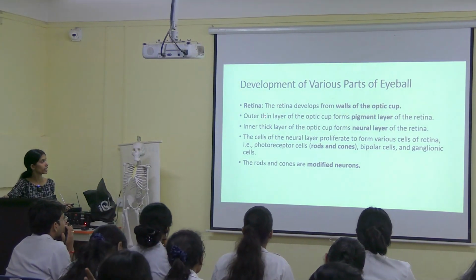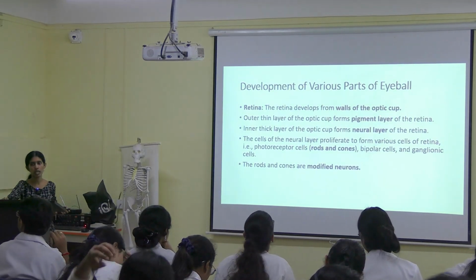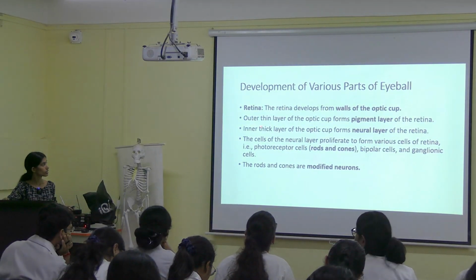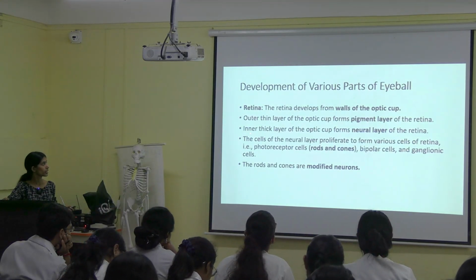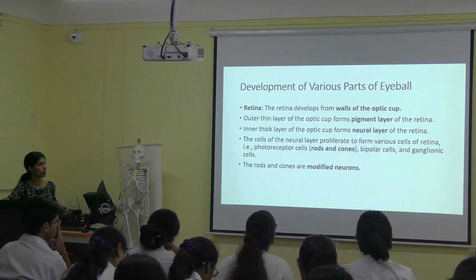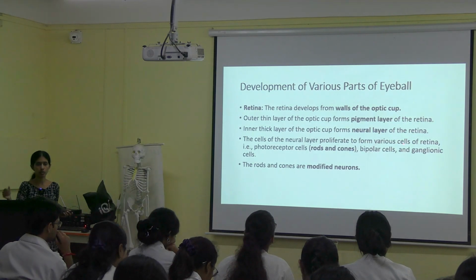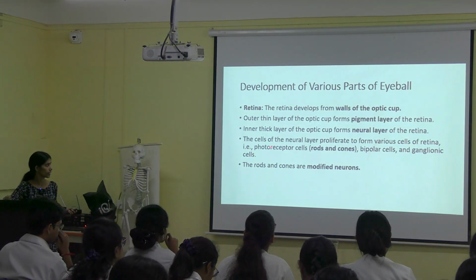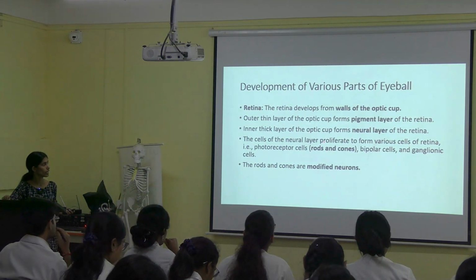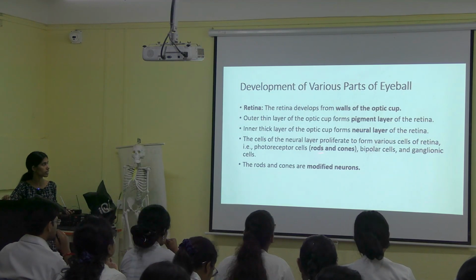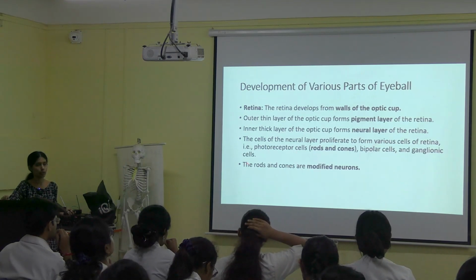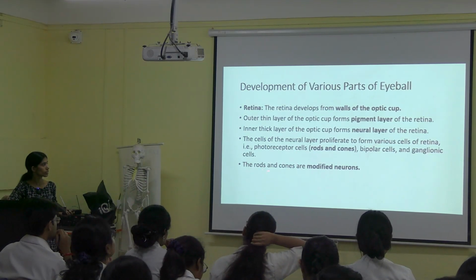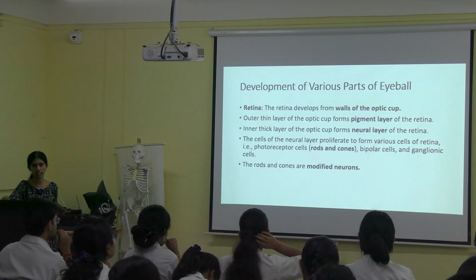The retina develops from the walls of the optic cup. The outer thin layer of the optic cup forms the pigment layer of the retina. The inner thick layer of the optic cup forms the neural layer or neurosensory layer of the retina. The cells of the neural layer proliferate to form various cells of the retina, that is, the photoreceptor cells like rods and cones, the bipolar cell layer, and ganglionic cell layers. The rods and cones are modified neurons present in our retina.